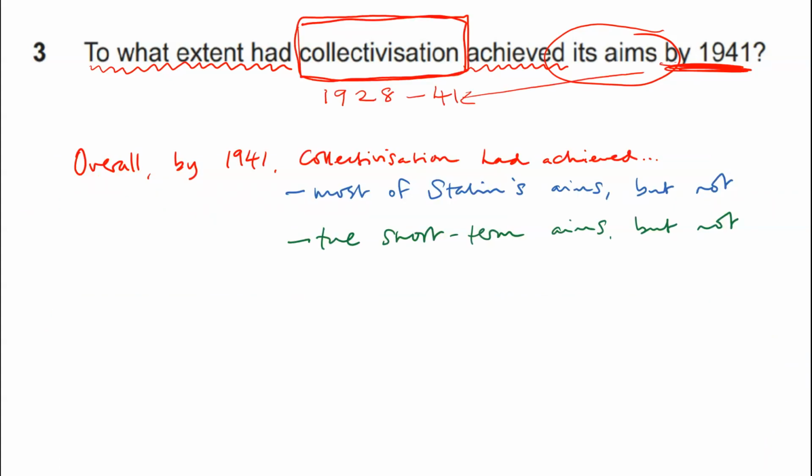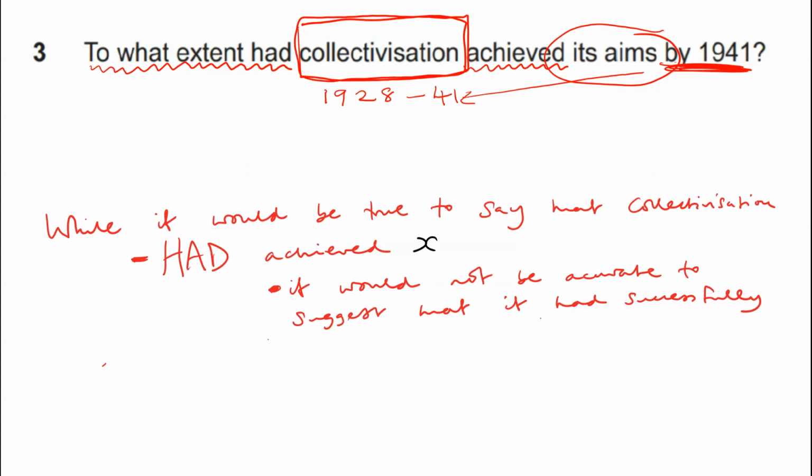When you get to your conclusion, you're going to need to answer the question in full. And so, as I suggested during our Zoom meeting earlier on, I think it's helpful to try to boil down your answer to a single sentence. So, if you're taking the blue categories approach, you might say, overall, by the end, collectivization had achieved most of Stalin's aims, but had not achieved, and then you'd specify the thing that hadn't been achieved. Or if you're taking a chronological approach, you might point out the difference between short-term successes or achievement of short-term aims but not long-term aims, for example. Alternatively, you could say something like, while it would be true to say that collectivization had achieved this in the short term, it would not be accurate to suggest that it had successfully achieved these other things. So think about how you could boil it down to one sentence if you can.